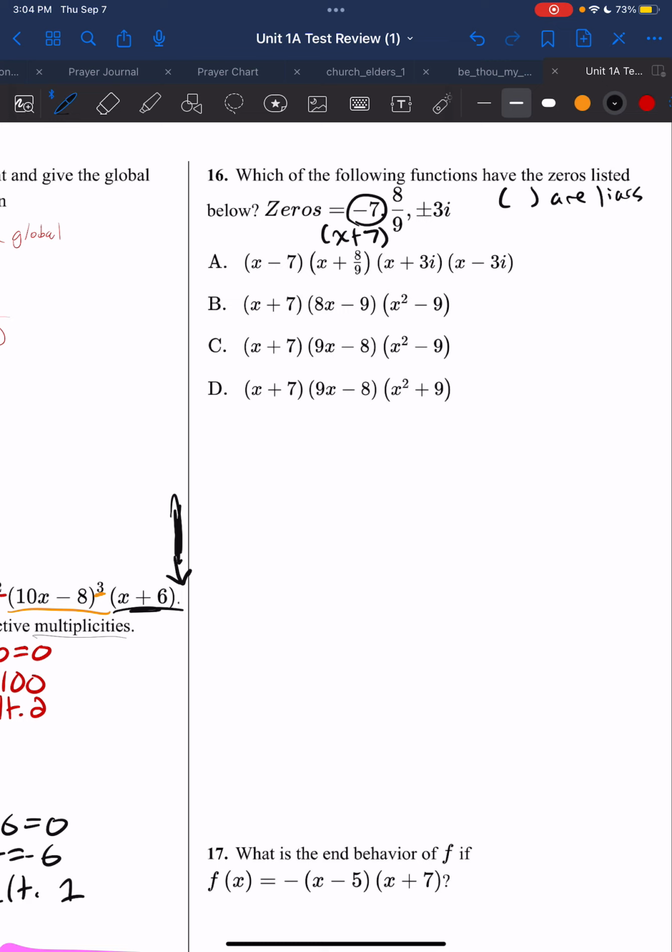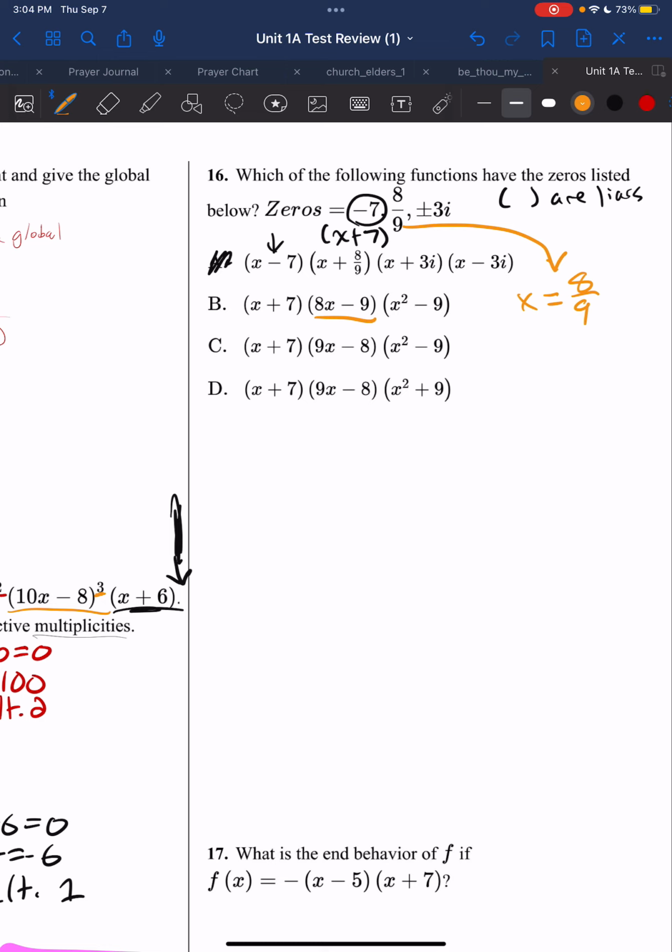So we know right off the bat that A can't be because this isn't a plus. So now we have B, C, and D. And now we move to 8/9. So if we think about how you find zeros, this guy right here is x equals 8/9. You could go through on B, C, and D and just solve those and see which ones give you that. And that's totally okay. So you could set 8x minus 9 equal to 0 and solve. You could do it that way.